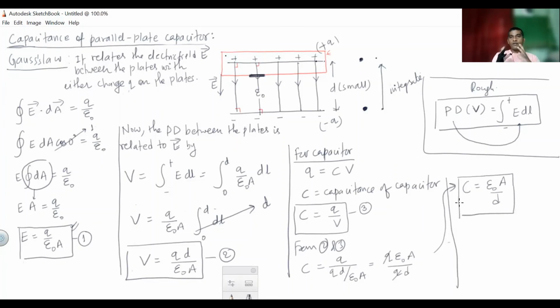So if we have free space or vacuum between the plates, then for such a parallel plate capacitor, C is directly proportional to the area, and C is inversely proportional to the distance between the two plates. So capacitance depends on geometrical factors, that is, the area of the plate and the distance between the two plates.